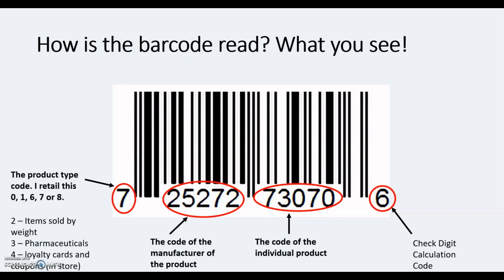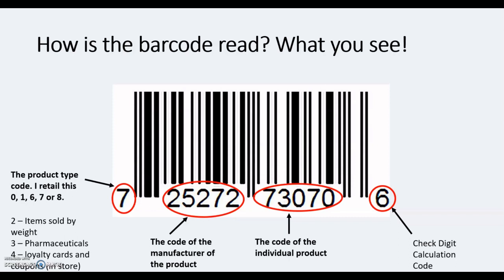Now 2 is the items that are sold by weight. 3 are pharmaceuticals, and 4 and 5 are simply coupons, such as loyalty cards or coupons that you can probably get out of a magazine. So let's break this down even further now.